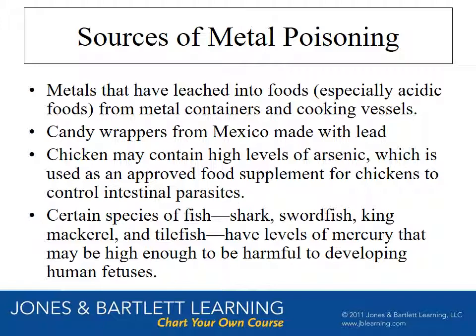Certain species of fish can have high levels of mercury, and that could impact development of the human fetus. So many times when women are pregnant, there's a recommendation for women to avoid certain kinds of food.